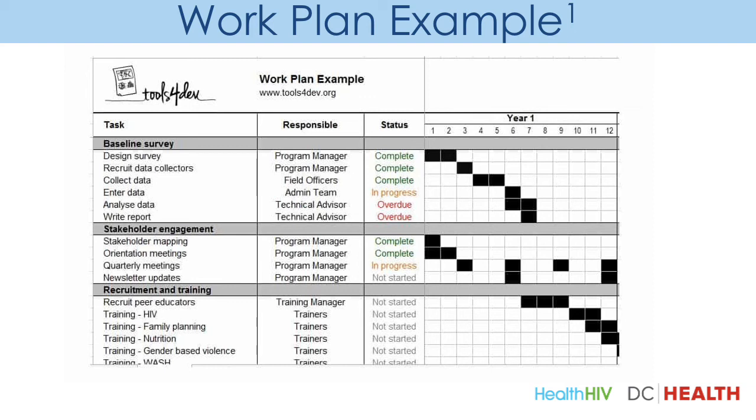Column 2 lists the individuals who are responsible for each of these tasks. And then the third column includes a space where you can include the status of each task, and that's whether it's currently complete, it might possibly be in progress, or it may even be overdue. The last column provides a space where a timeline can be included with expected timeframes for each task.